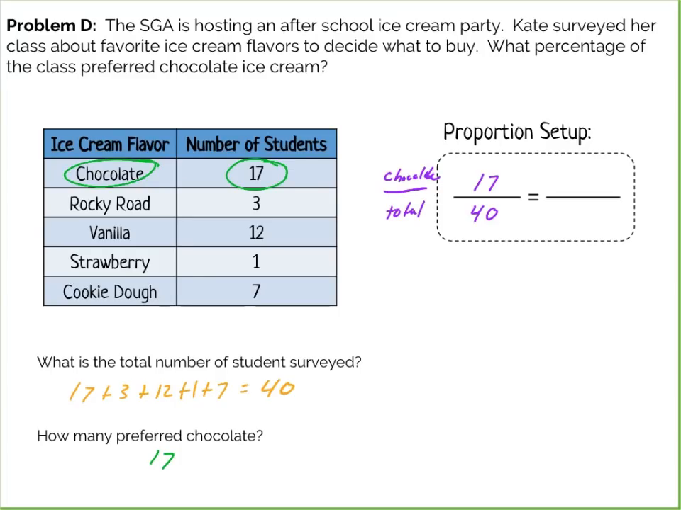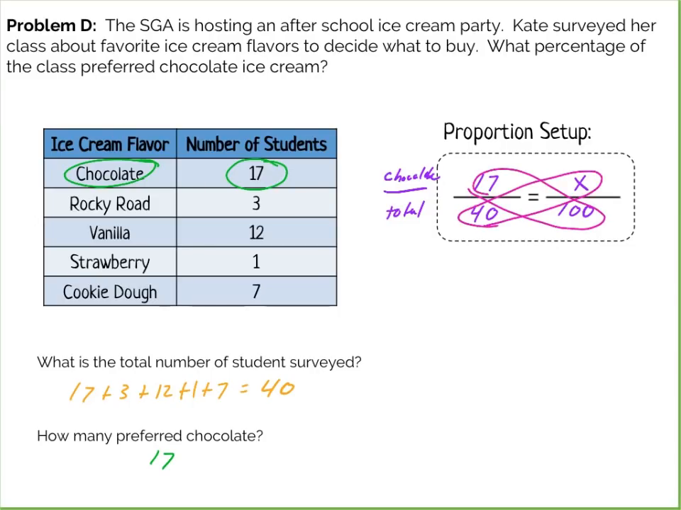So now we need to figure out our percentages. We don't know what percentage of students like chocolate. That is what the question is asking us. However, we do know the total percentage is always going to be 100. So now that we've got that information, we've got our proportion. So let's go ahead and cross multiply as we always do.